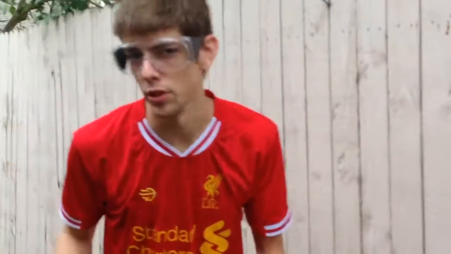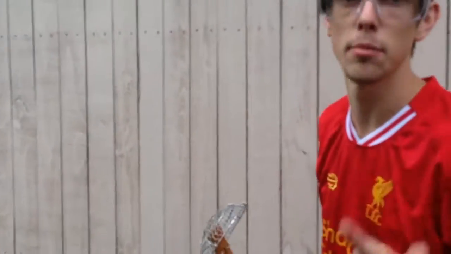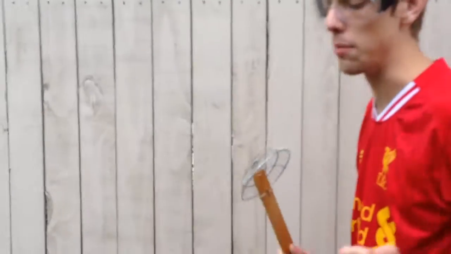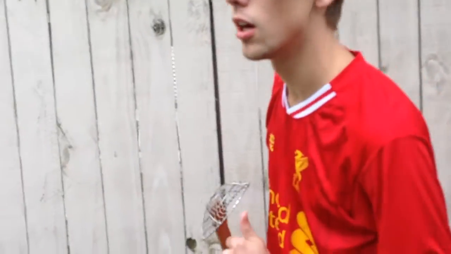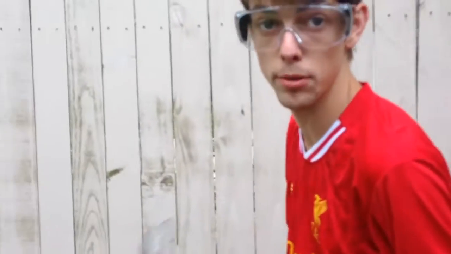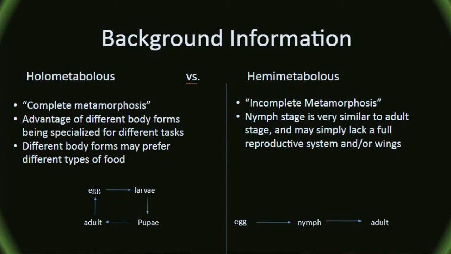So what are the two different types of metamorphosis? There's holometabolous and hemimetabolous. First, let's discuss hemimetabolous. Hemimetabolous stands for incomplete metamorphosis. A classic example is the grasshopper. Incomplete means it goes from an egg to a nymph to an adult through molting. The only difference between a nymph and adult is usually the existence of wings and a complete gonad system.